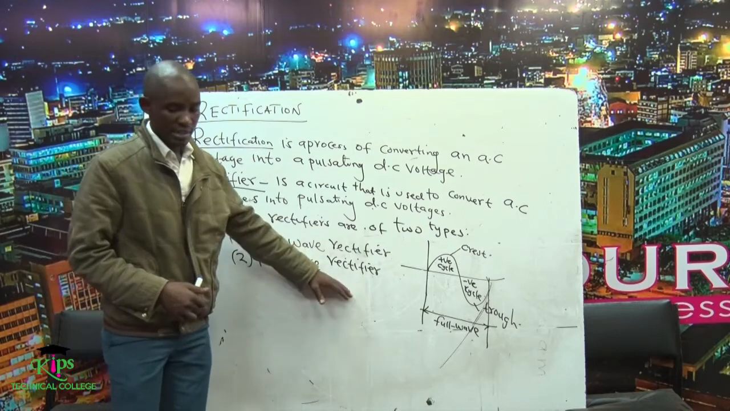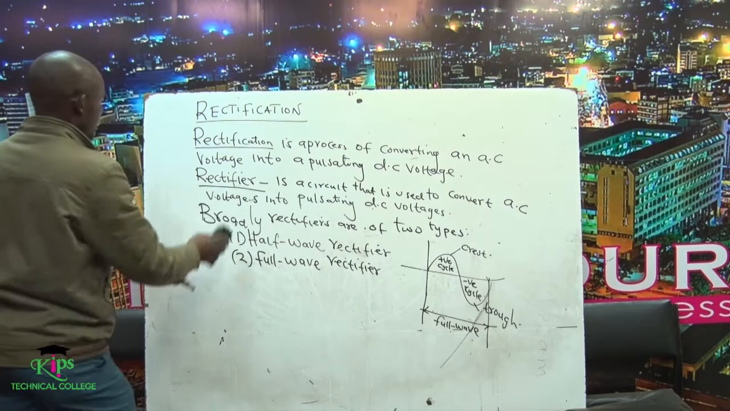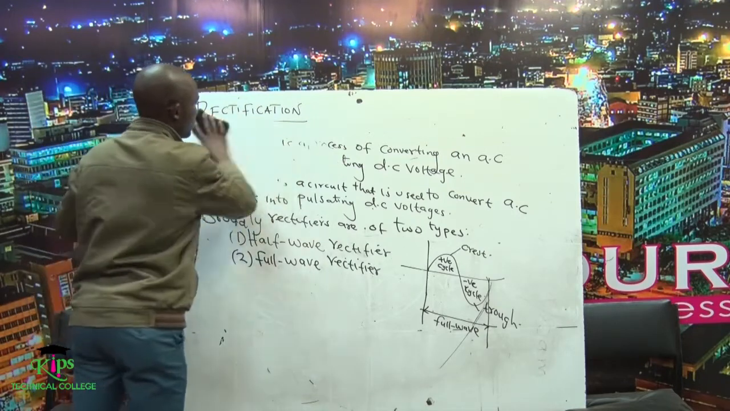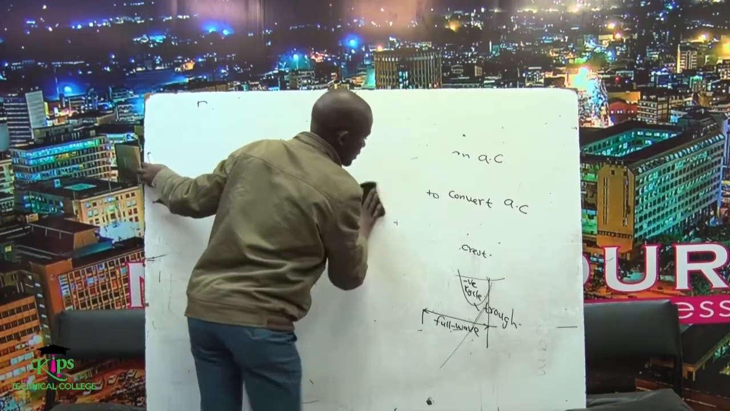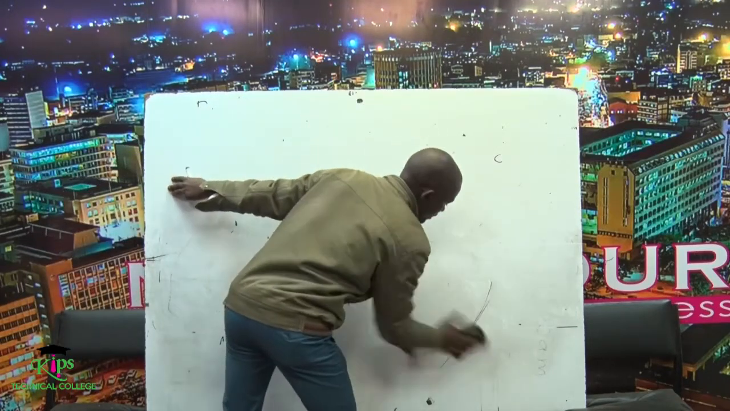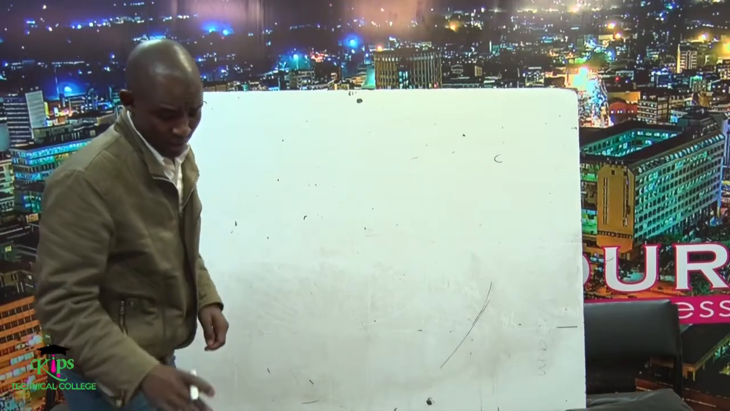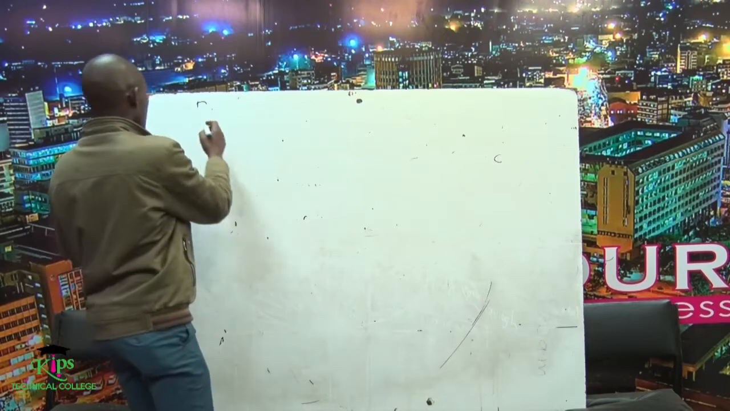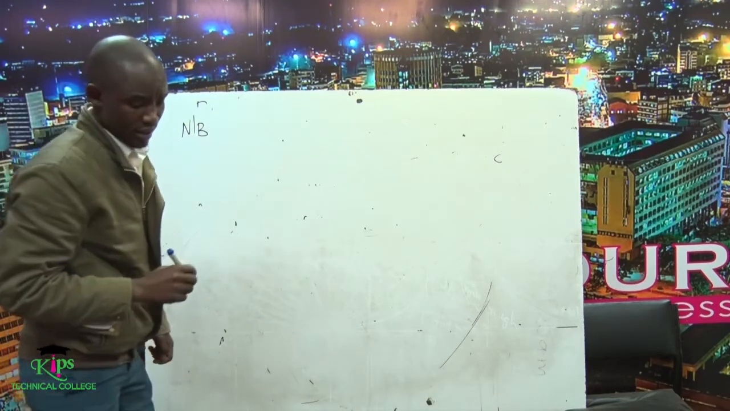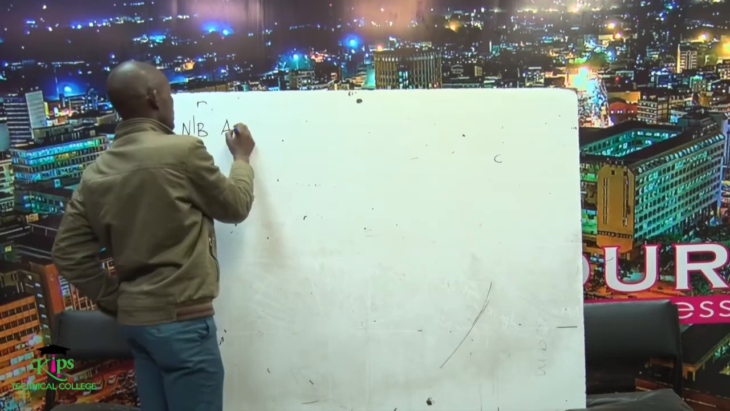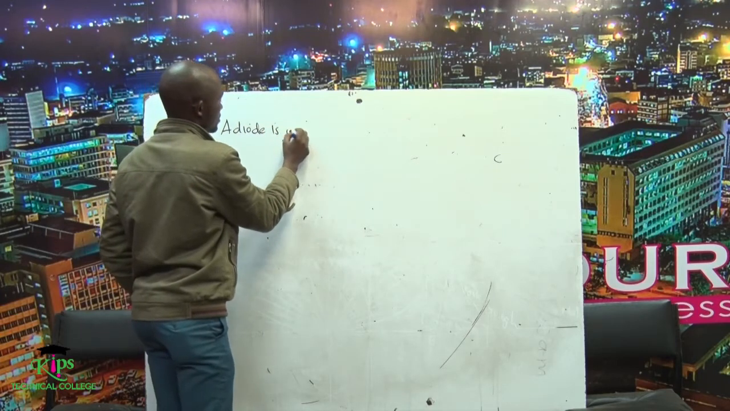So I want us now to discuss in detail half wave rectification. I want to look in detail at the half wave rectifier circuit and how it happens. Remember, there is a note that we need to take, an NB, that a diode is used.